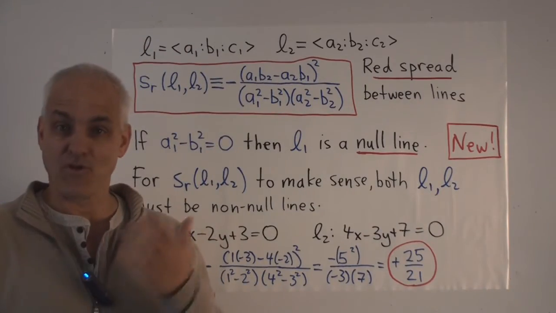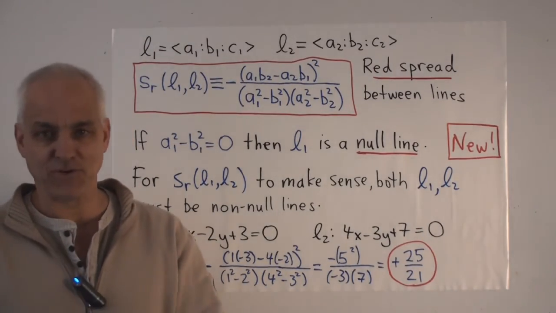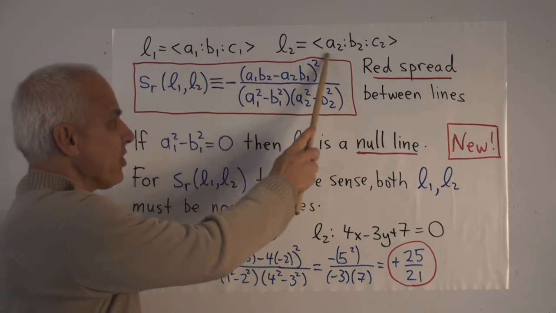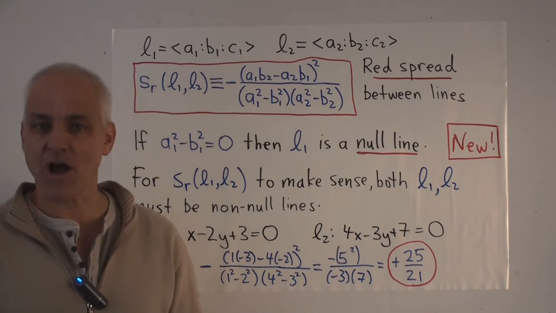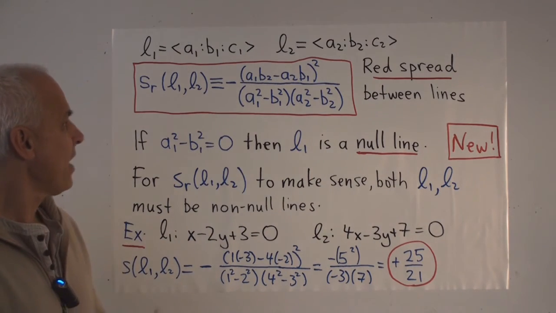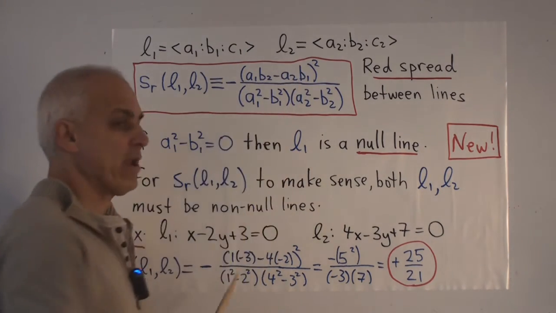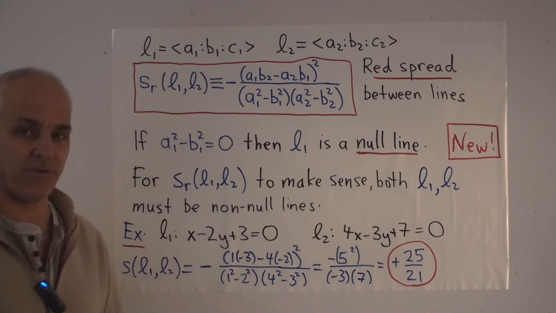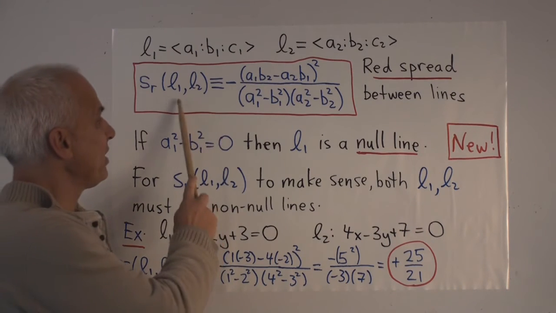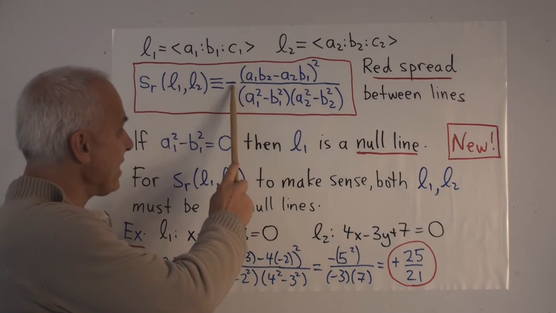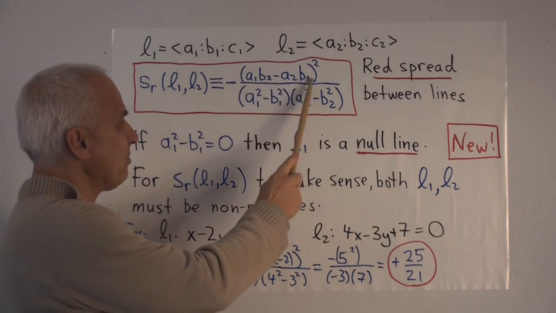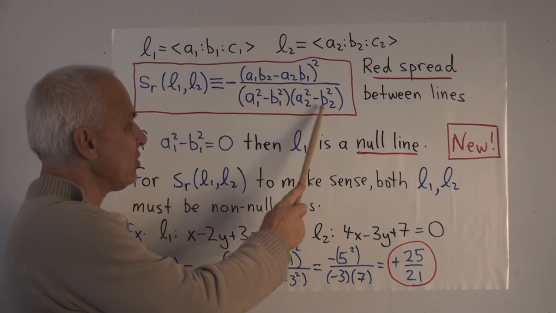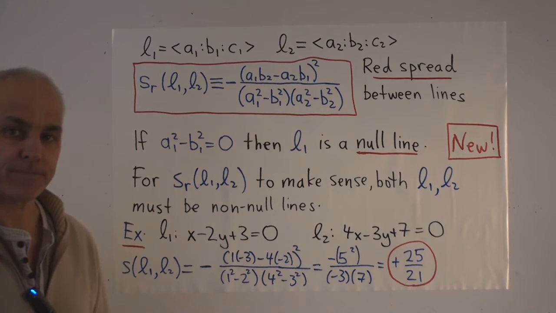Well, now that we have a red quadrance, what about a red spread between two lines? So here are two lines, L1 and L2, and these lines are exactly the same lines as the ones we've been talking about before. How are we going to define the spread between them in the red geometry? Here is the definition that we're going to use. The red spread between these two lines is minus (a1 b2 minus a2 b1) squared divided by (a1 squared minus b1 squared) times (a2 squared minus b2 squared).